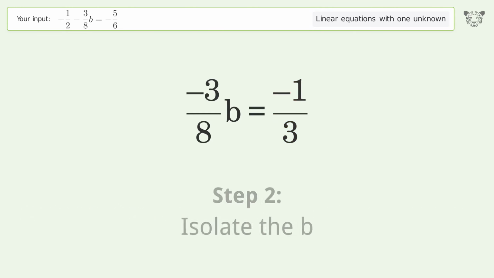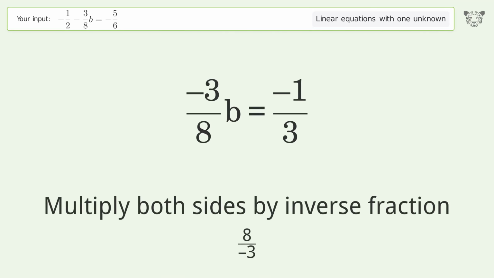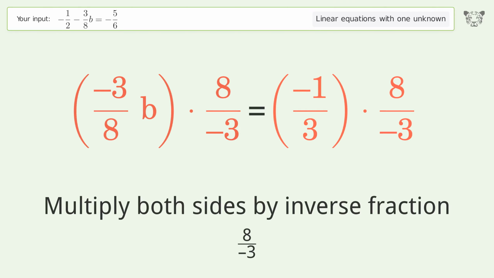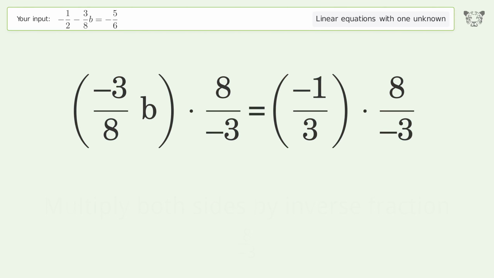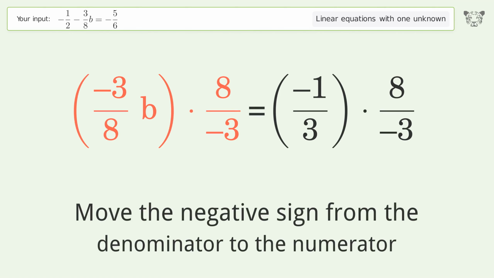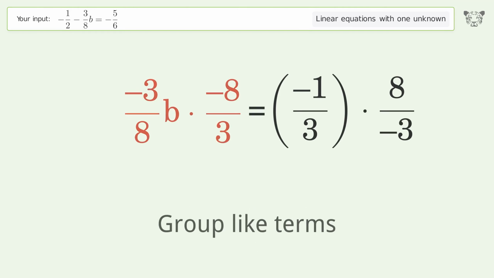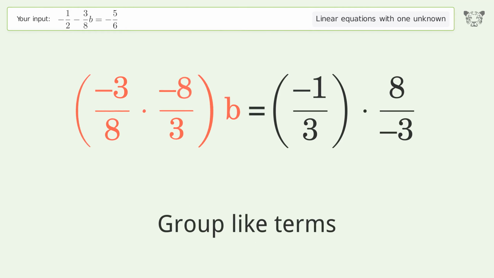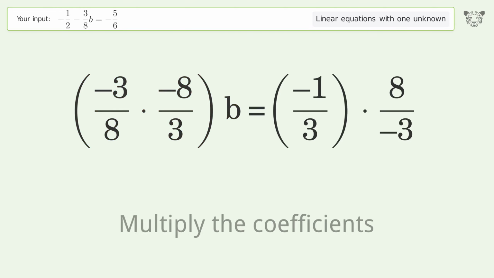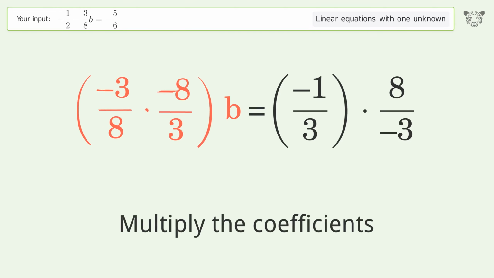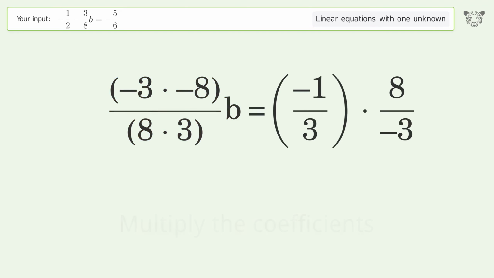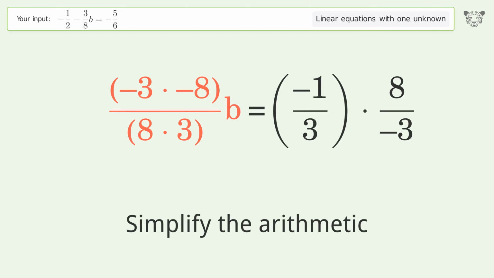Isolate the b. Multiply both sides by inverse fraction 8/-3. Move the negative sign from the denominator to the numerator. Group like terms. Multiply the coefficients. Simplify the arithmetic.